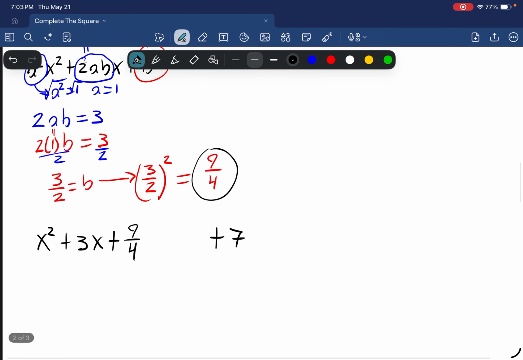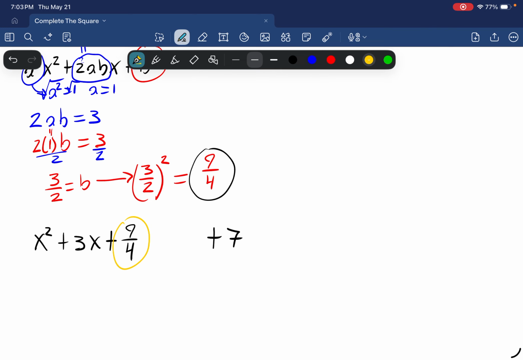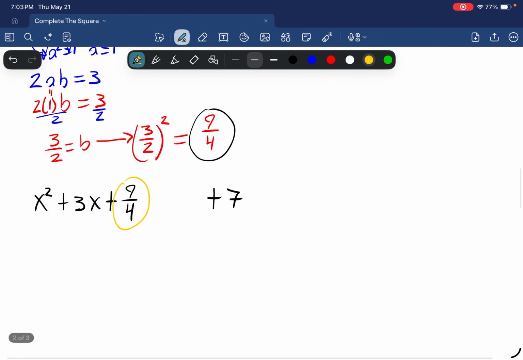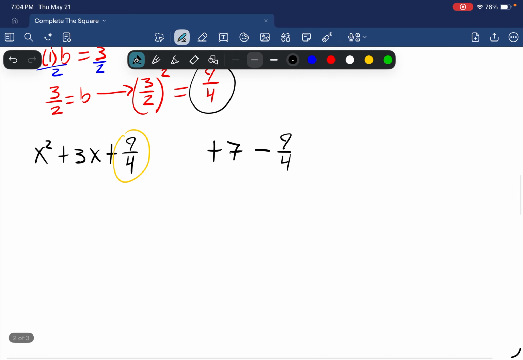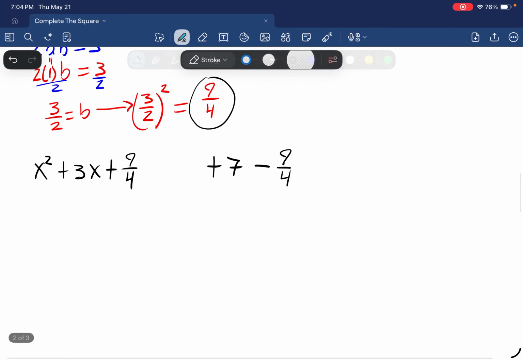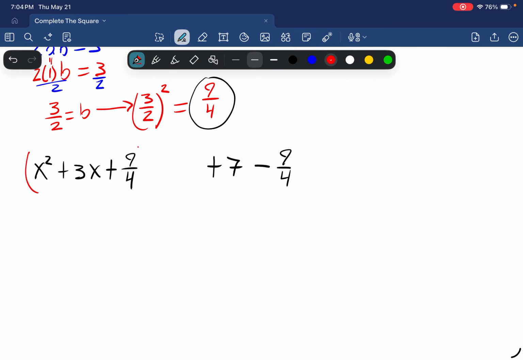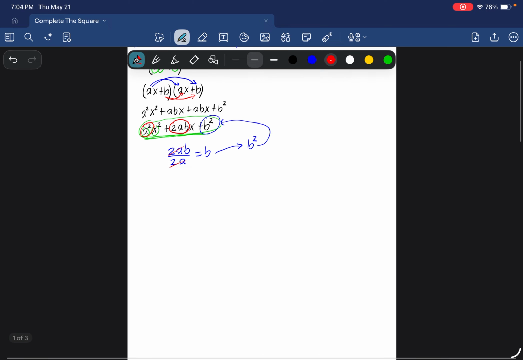But we can't just add this out of the blue. That wrecks math. Math doesn't allow that, you know? But we're allowed to add 0 to an equation. We're allowed to do that. So if I'm adding 9 over 4, I have to also subtract 9 over 4. So I'm going to subtract 9 over 4 to the 7 here.